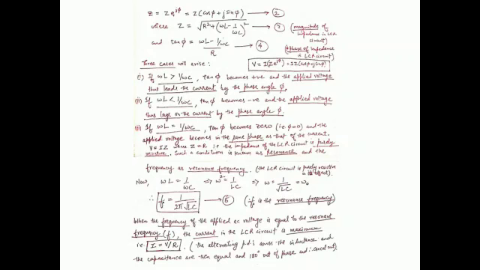When the frequency of the applied AC voltage is equal to the resonant frequency, the current in the LCR circuit becomes maximum, which is simply V by R. And what we see is that the alternating potential differences across the inductance and the capacitance are equal in magnitude but 180 degrees out of phase, and therefore they simply cancel out each other.